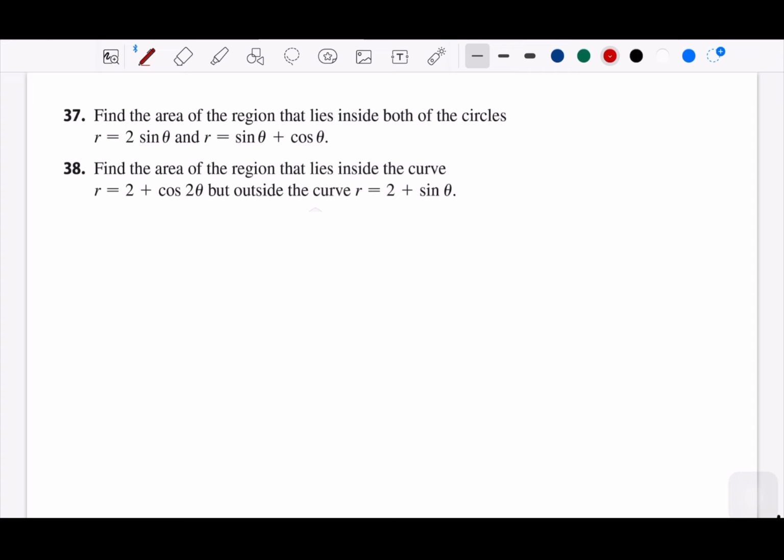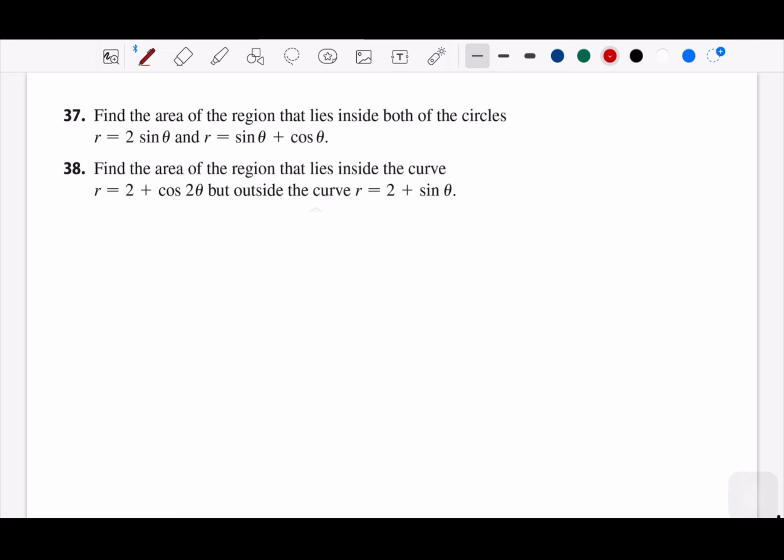Which one do you want to take, the first one or the second one? It's from the text. The first one is 2 sine theta and sine theta plus cosine theta. The second one has the cardioid, not cardioid, it's the dimple, right? Which one do you want to take? I think the first one. Okay, try the first question.